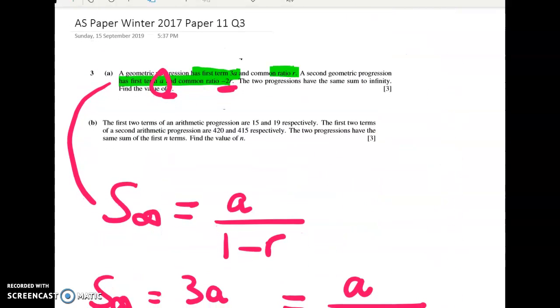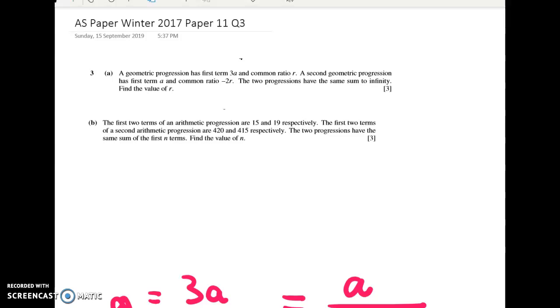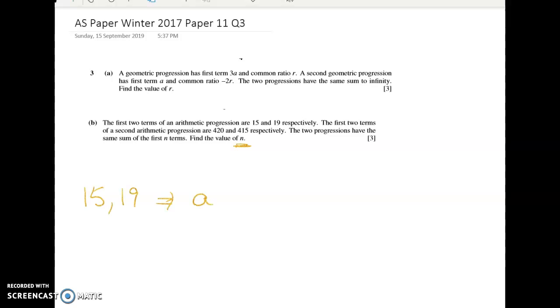Right, let's have a look at the next bit. Okay, this one is about an arithmetic progression, and again there are 2 of them, and we're comparing them. And this time these have got the same sum of the first n terms, and we have to figure out what that value of n is. So the first 2 terms of one arithmetic progression are 15 and 19, so that means that a is 15 and d is 4. For the next one, we start with 420 and we go down to 415. So a is 420 and d is negative 5.